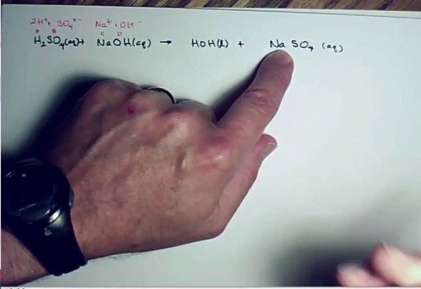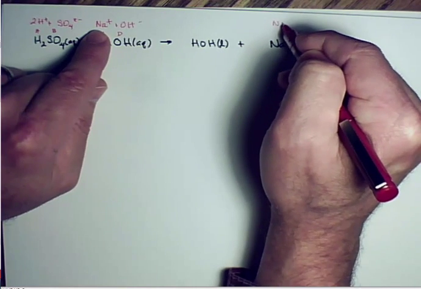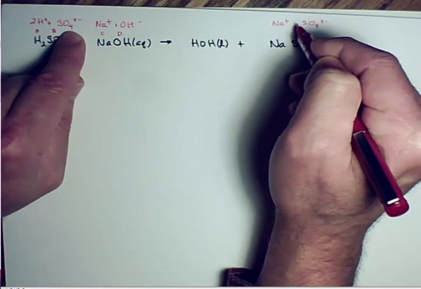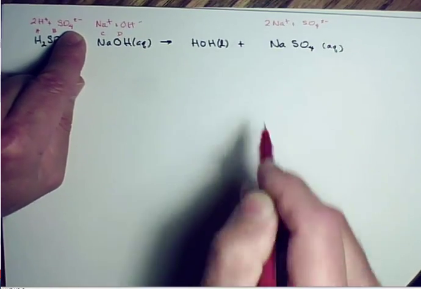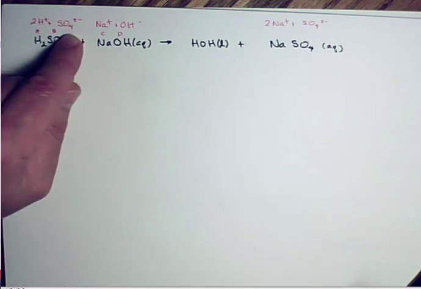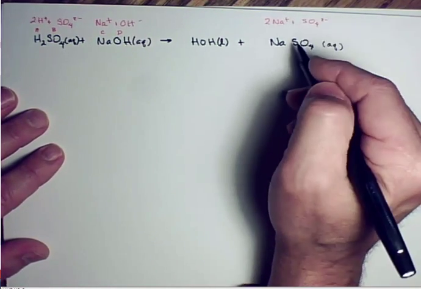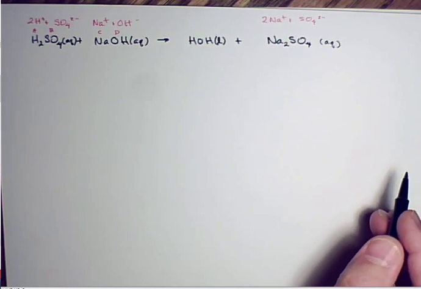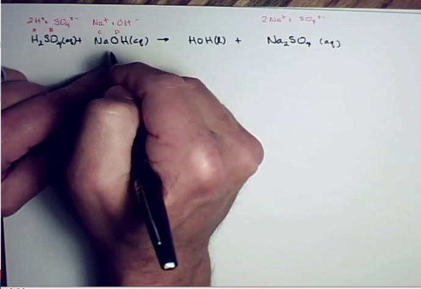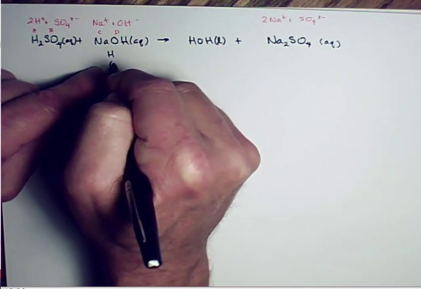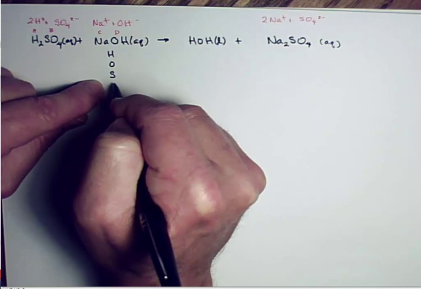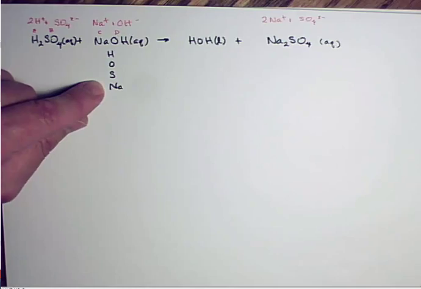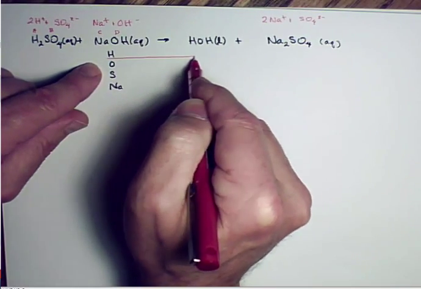We need to balance this formula. Sodium, we said, had a 1+ charge. And sulfate over here, we said, has a 2- charge. So we're going to need 2 sodiums to balance out the 2- charge on the sulfate. So this formula is Na2SO4. We have a skeletal equation now. We're ready to balance the equation. We need to list all of the elements we have: H, O, S, Na. Not sure why I put oxygen second, but that doesn't really matter.